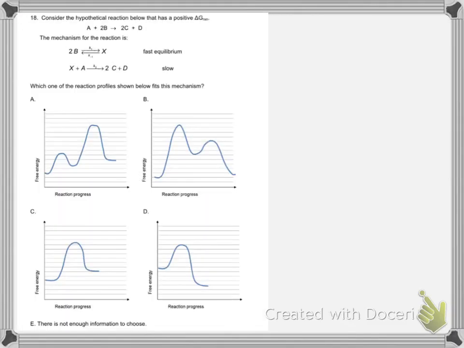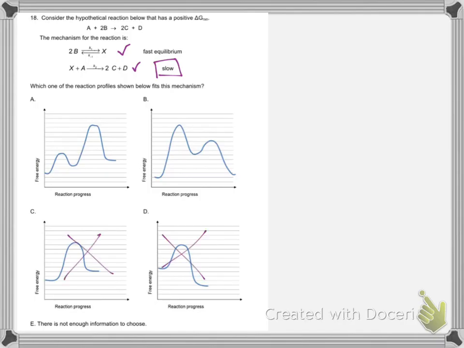FTW. Reaction profiles. First thing, we need to see how many steps we have. We have not 1, but 2. Grand. Next, we want to notice that the second step is the slow step. So it's going to be the larger hill. So we're looking for 2 humps here, which means this one's gone and this one's gone.